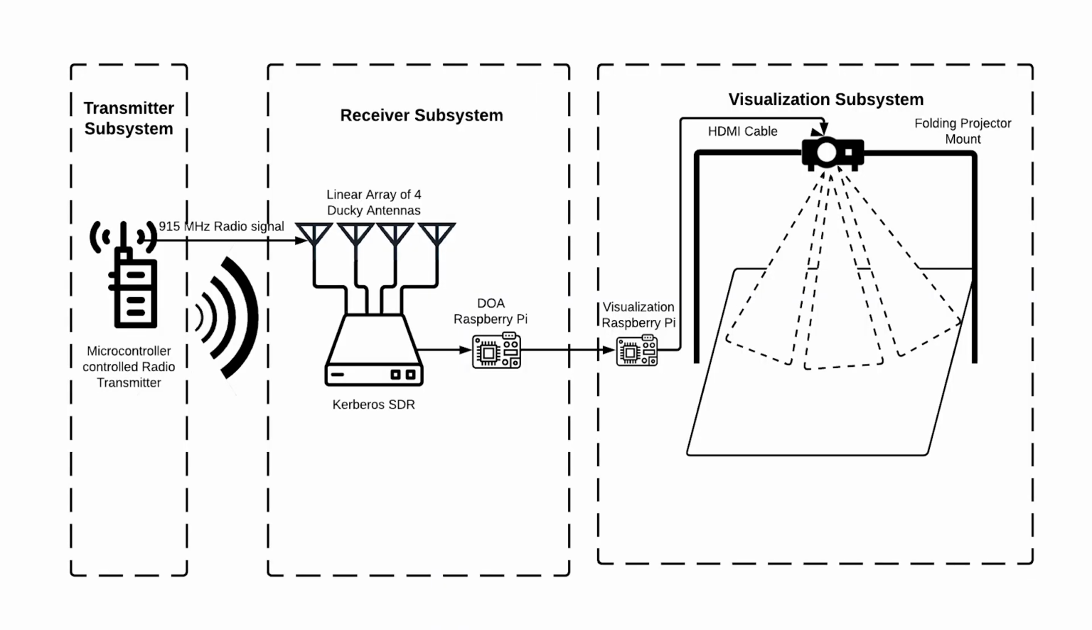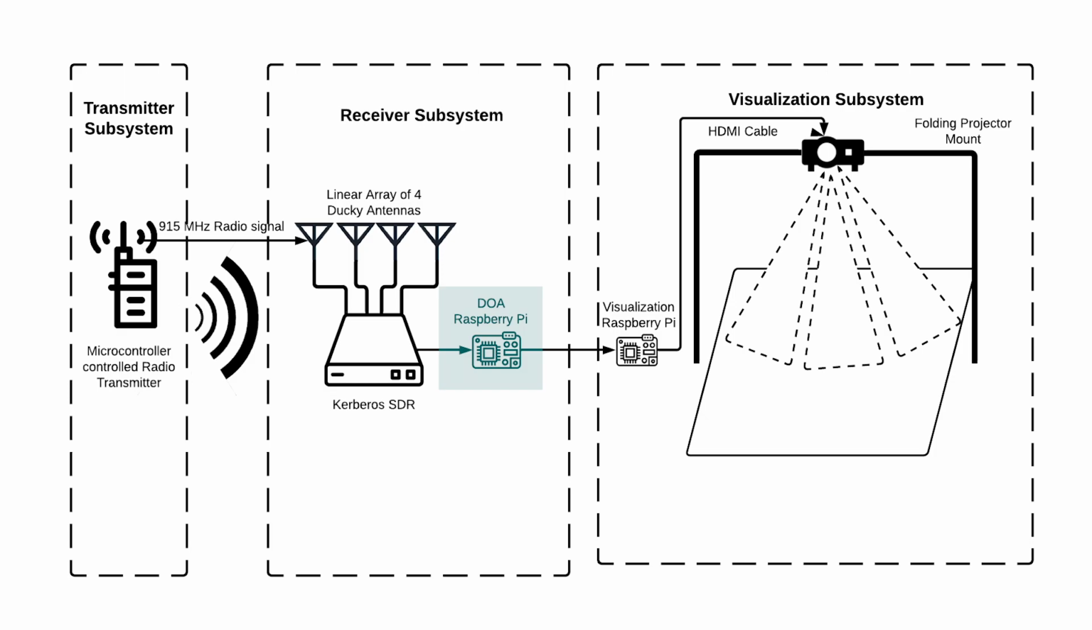Here is a visual representation of our project. We have our transmitter subsystem, which is a microcontroller with a small radio transmitter. It transmits at 915 megahertz, which is within the ISM band. And this signal is then picked up by our receiver subsystem. This consists of 4 ducky antennas in a linear line that are connected to our Kerberos SDR. This SDR then sends the data to our Raspberry Pi that computes the direction of arrival.